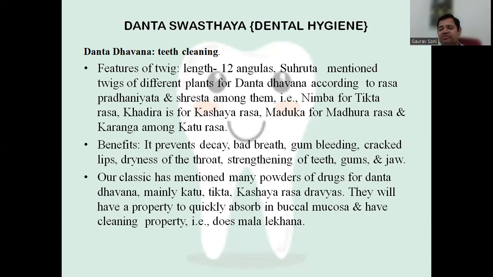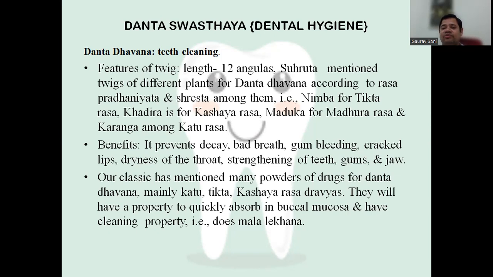Now what are some rules about dant swasthya, dental hygiene? Again this is a part of Swasthavritta. You will study it in detail in the second year, but here just note that dant dhavan, teeth cleaning, is described in Ayurveda. Ayurveda says it should be done with twigs of plants, according to their rasa. Specific ones are given: Nimba for Tikta rasa, Khadira for Kashaya rasa, Madhuka for Madhura rasa, and Karanja among the Katu ones. These are the best ones described here.